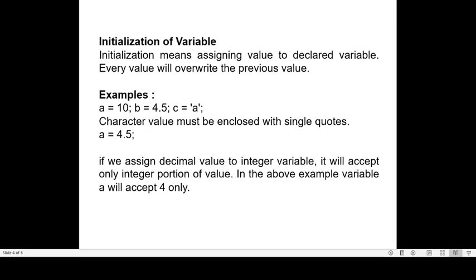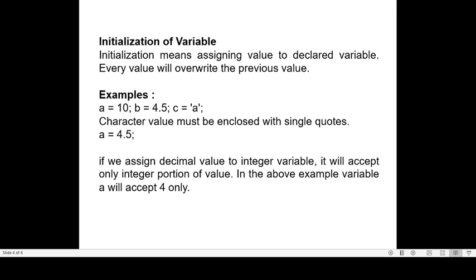How? Now let us see how we can initialize the variable. We can write a is equal to 10. A value becomes 10. B is equal to 4.5. B value becomes 4.5. A is integer. B is float. C is equal to within the quotes here. C is a character variable that should be written within beginning and ending single quotes.